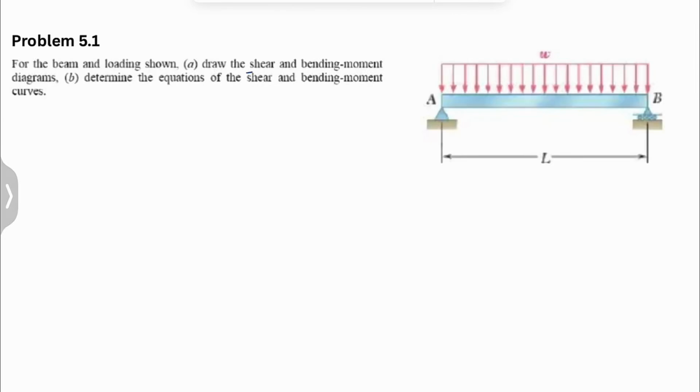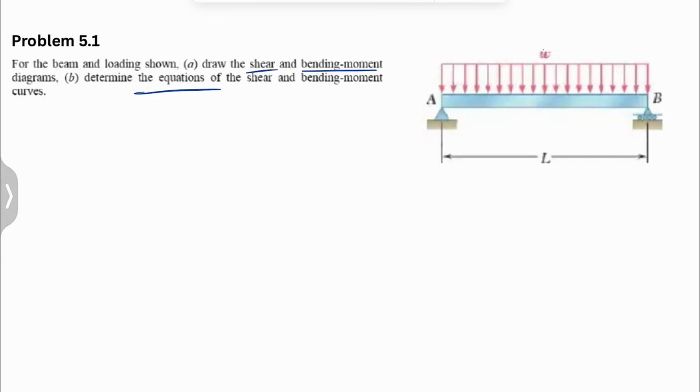Alright guys, welcome back. It's going to be the first video on chapter 5 of Mechanics of Materials by Beer and Johnston. We're going to move on to the topic of drawing shear and bending moment diagrams. So first question, for the beam and the loading shown in part A, we need to draw the shear and the bending moment, and also we need to determine the equations of the shear and bending moment curves.